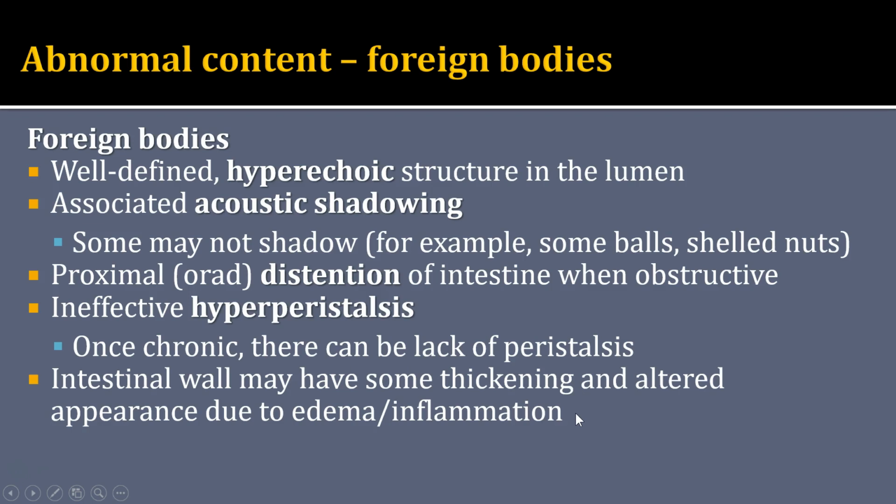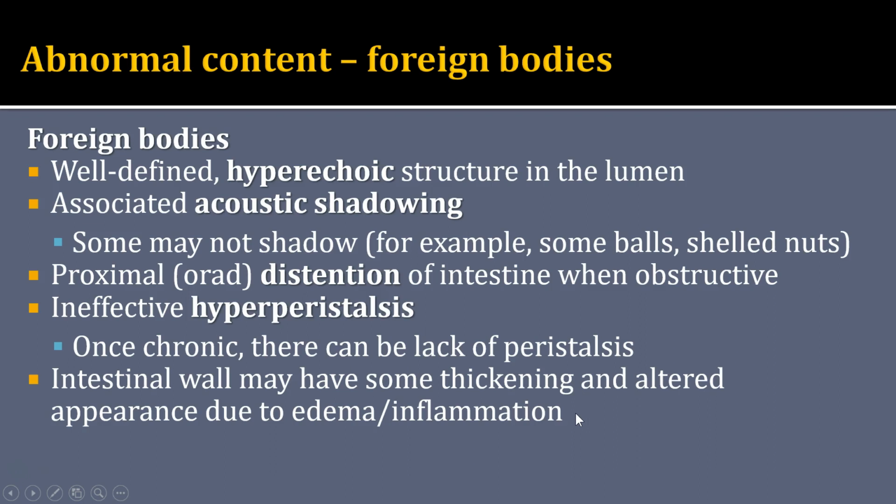Let's move into talking about abnormal content. And one of the most common, encountered abnormal content is when we identify a foreign body. Foreign bodies are more easily identified in the small intestine. They can be quite challenging in the stomach, and that's because the stomach is oftentimes very gassy, and that gas will cause shadowing and reverberation, which precludes looking at the lumen.